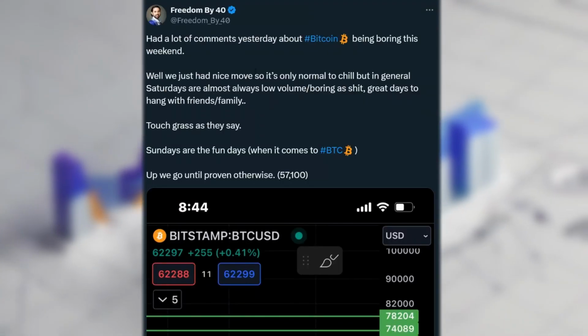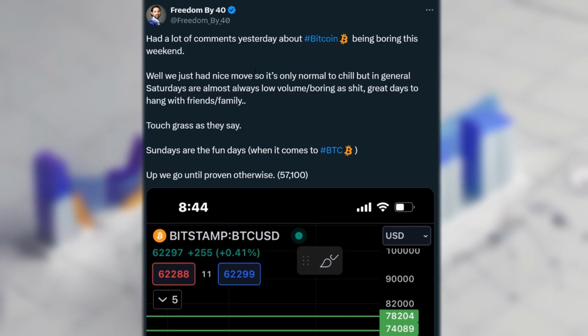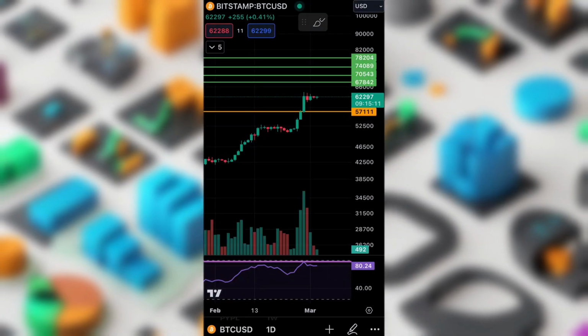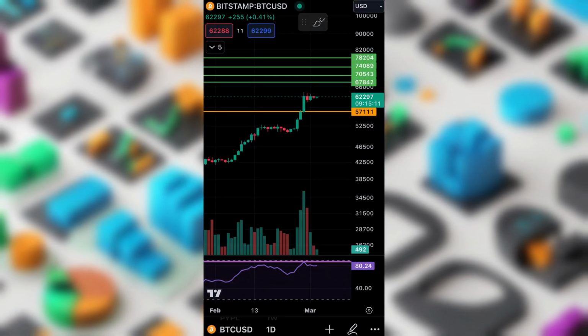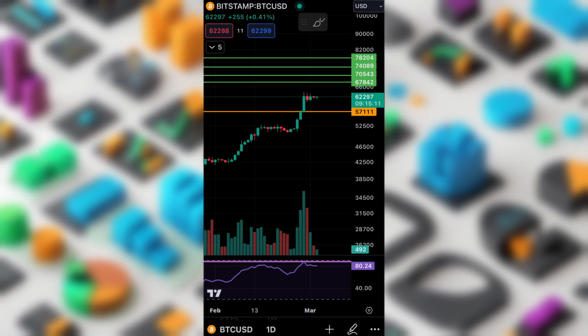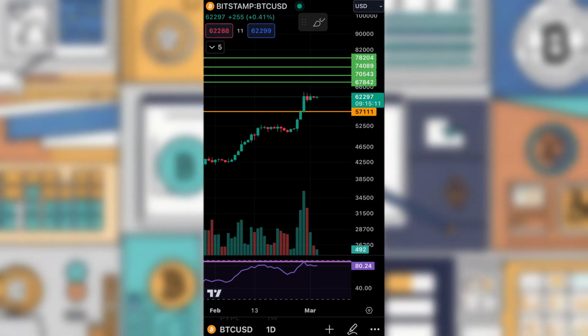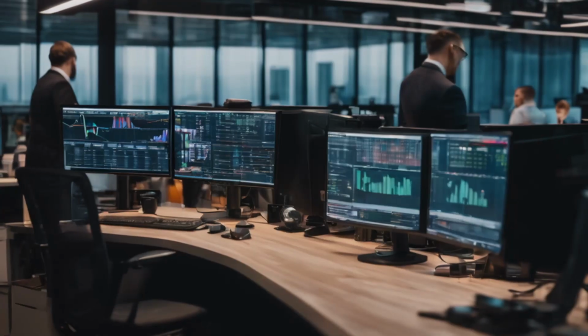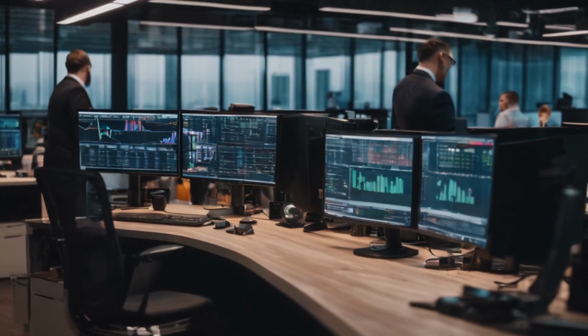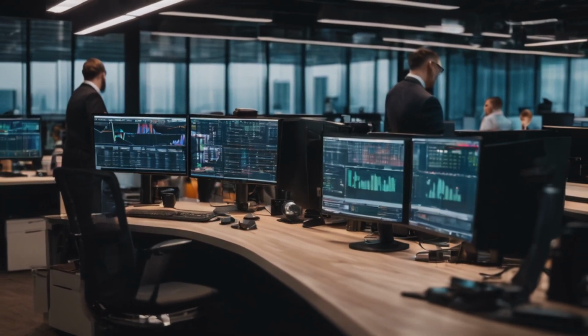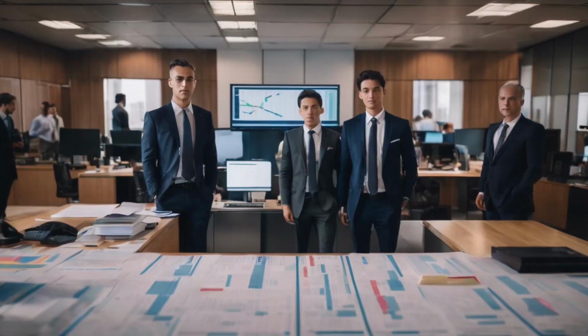Also, I had a lot of comments yesterday about Bitcoin being boring this weekend. Well, we just had nice moves, so it's only normal to chill. In general, Saturdays are almost always slow volume, boring, and great days to hang with friends, family, touch grass as they say. Sundays are the fun days when it comes to Bitcoin. Up we go until proven otherwise.